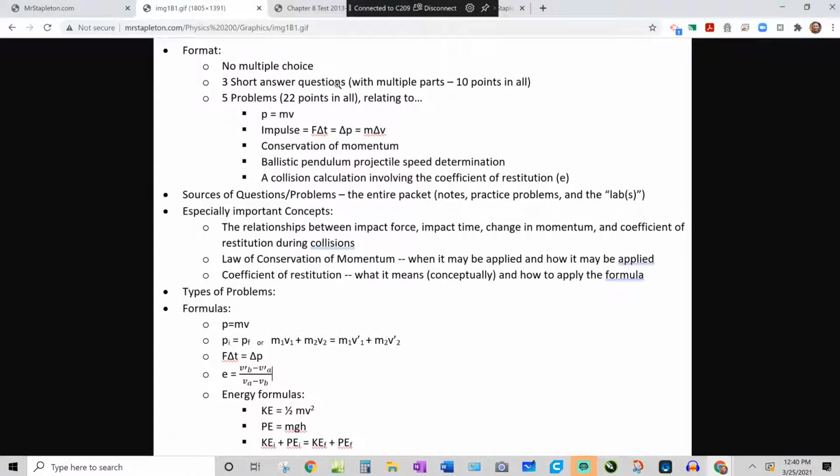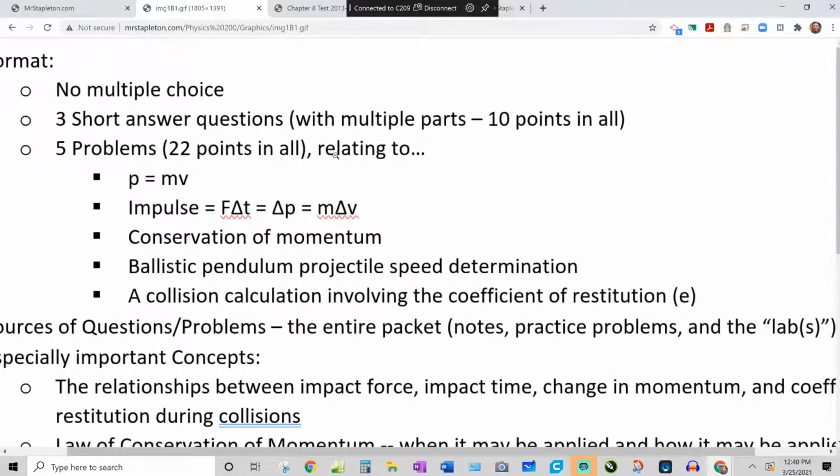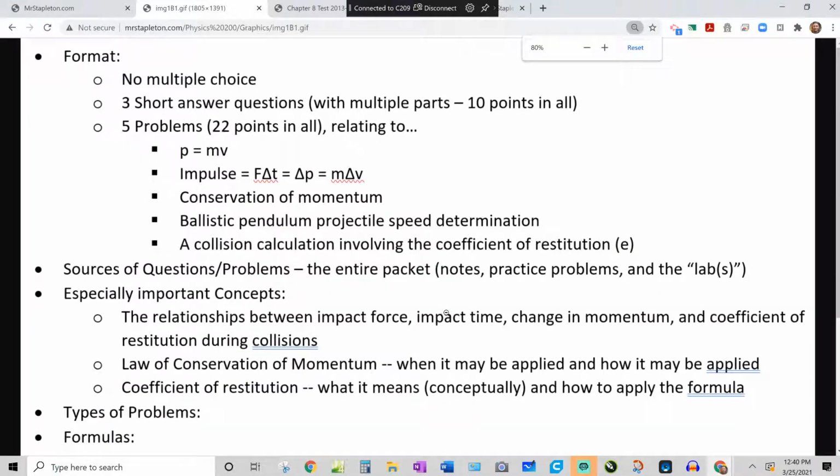No multiple choice. It's kind of unique. I usually have multiple choice questions, but this one is no more. There are going to be 3 short answer questions with multiple parts, so be ready for that. That'll really take care of a lot of the kinds of things I usually ask in multiple choice questions. 5 problems, 22 points in all. So if you add up the points, this isn't really a very long test, and I probably won't count it as much as the next test.